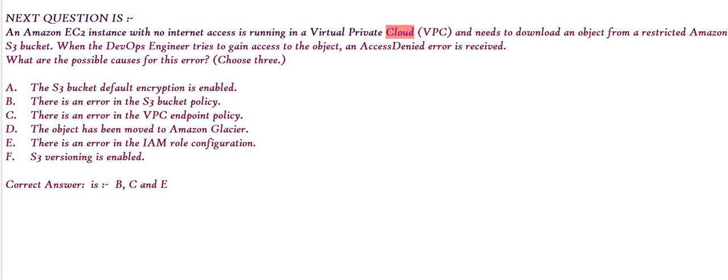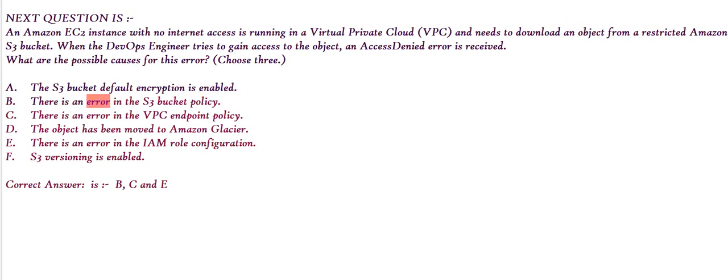Next question is: an Amazon EC2 instance with no internet access is running in a virtual private cloud, VPC, and needs to download an object from a restricted Amazon S3 bucket. When the DevOps engineer tries to gain access to the object, an access denied error is received. What are the possible causes for this error? Choose 3. A. The S3 bucket default encryption is enabled.